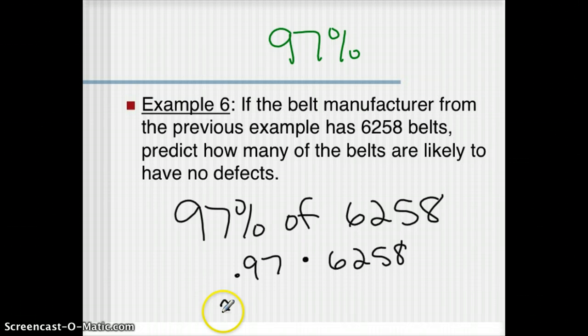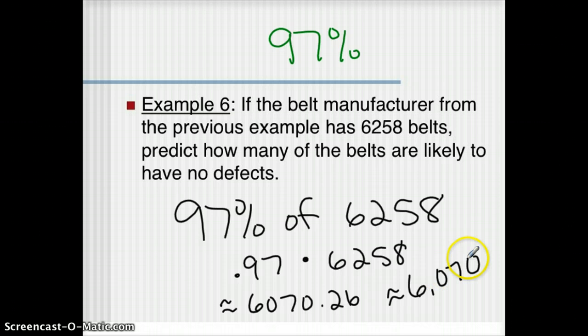I get this number of 6,070.26. Obviously, that doesn't make sense as for a number of belts. It's probably going to be a whole number for a number of belts. So I'm going to say about 6,070 belts will have no defects. Okay, so that's going to be a good answer there.